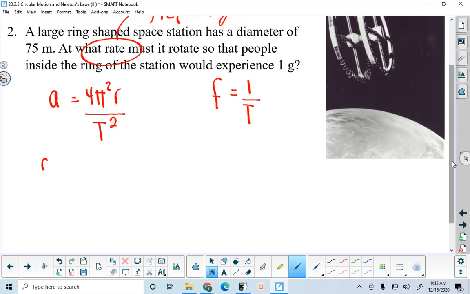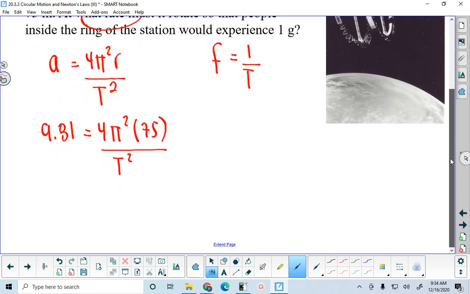So 1g is 9.81. I have 9.81 equals 4 times pi squared times 75 over t squared. If I cross multiply, I get 9.81 t squared equals 4 pi squared times 75.